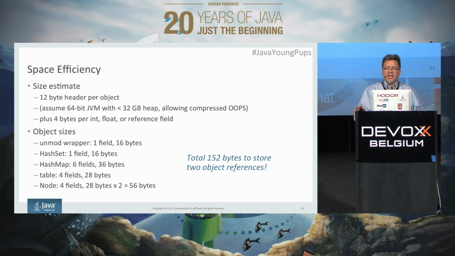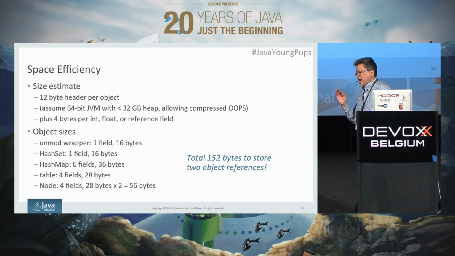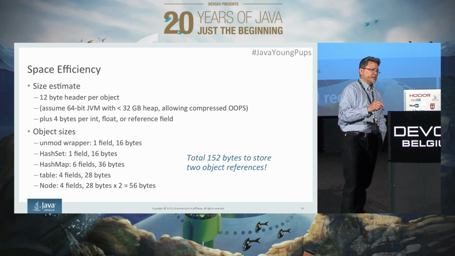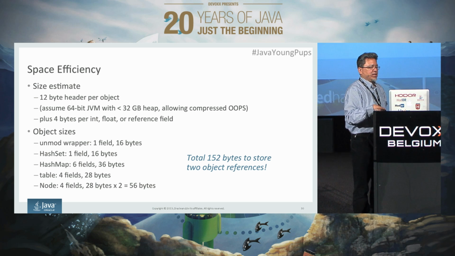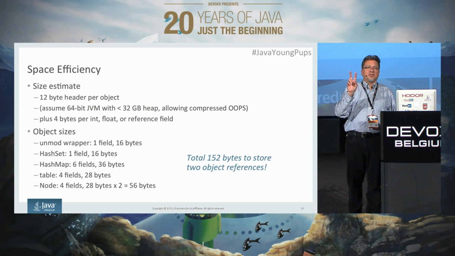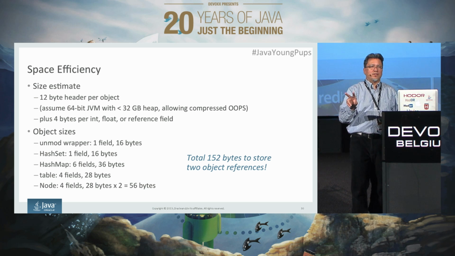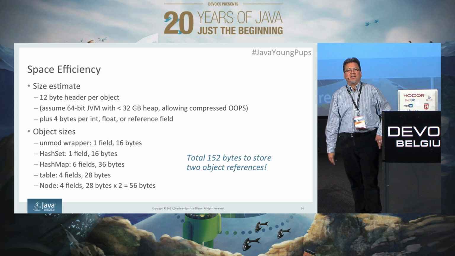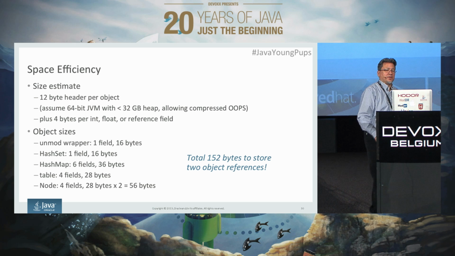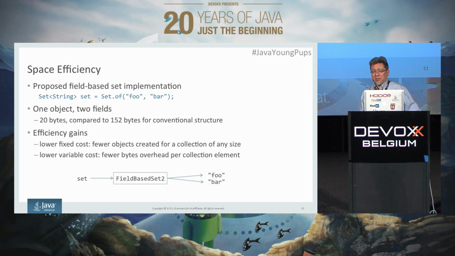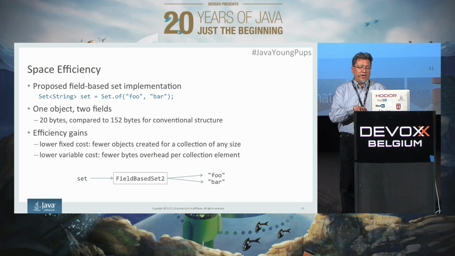So it turns out that in order to have a hash set with 2 string elements, it takes 152 bytes and 6 objects, which is really a lot of overhead. Because if you think about it, 2 string references is just 2 object references of 4 bytes each. So the payload is actually 8 bytes, but it takes 152 bytes to store that. So that's pretty bad. All right, so we can do a lot better than that. Actually, it's like shooting fish in a barrel, quite frankly.